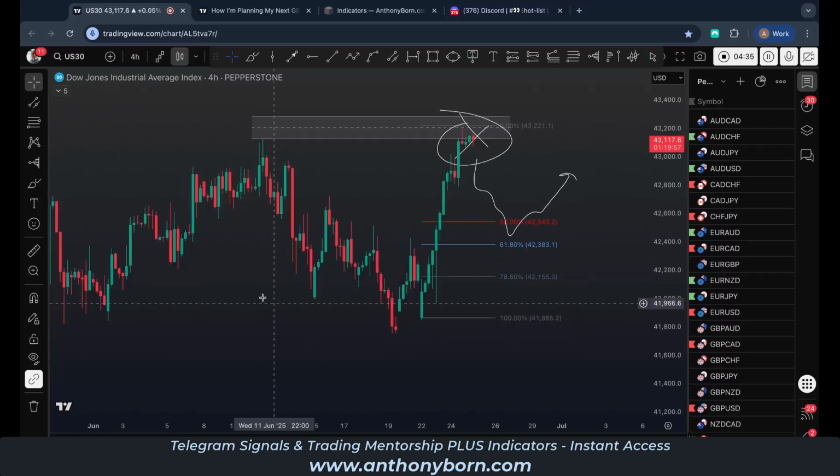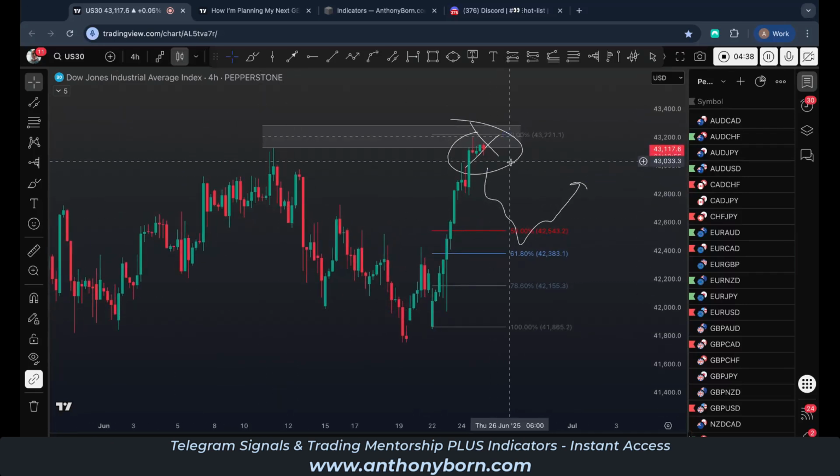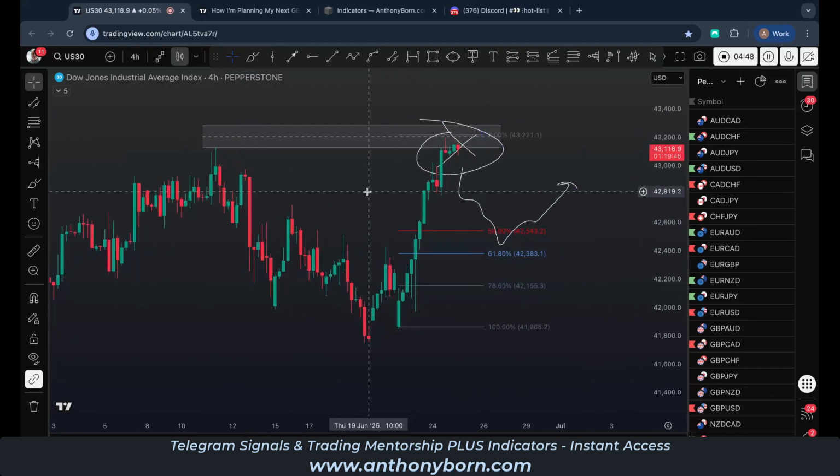What else can I say? This is just telling me to stay out of the market, basically. This is high risk. And look, you could counter trend trade it. Good luck to you if you want to counter trend.